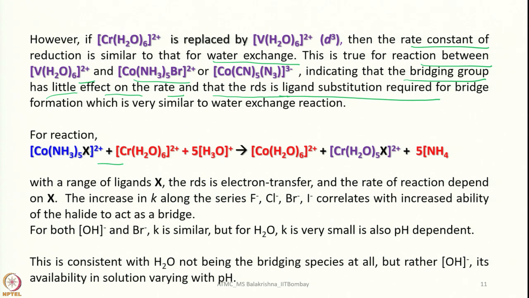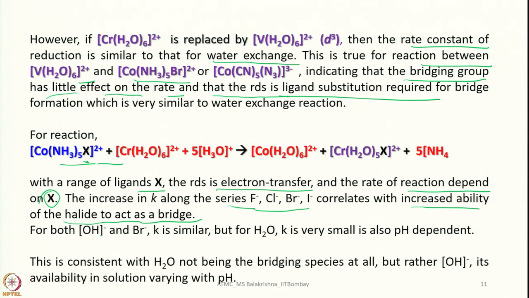For this reaction, if you see here, I have given X as a general ligand, where X can be considered different anionic ligands. For this particular redox reaction with a range of ligands X, the rate determining step is again electron transfer and the rate of reaction depends on X. The increase in rate as you go down the halogen group correlates with the increased ability of the halides to act as a bridge. So, the tendency to act as a bridge increases as we go from top to bottom in the halogen series.